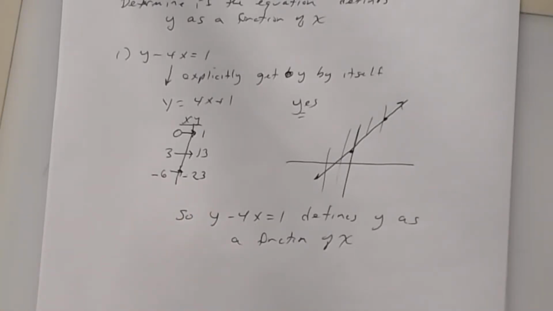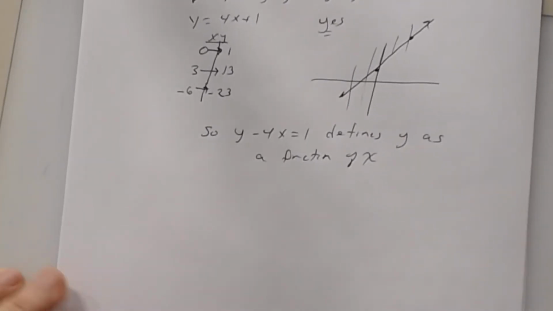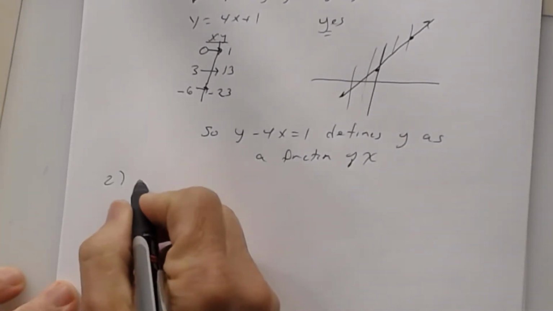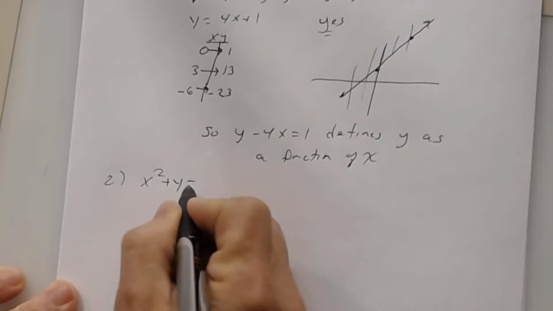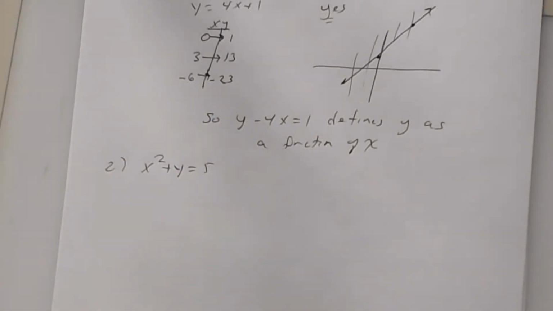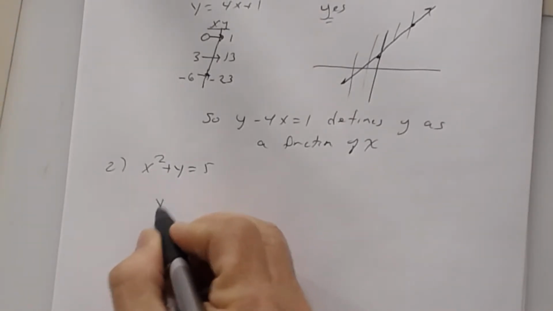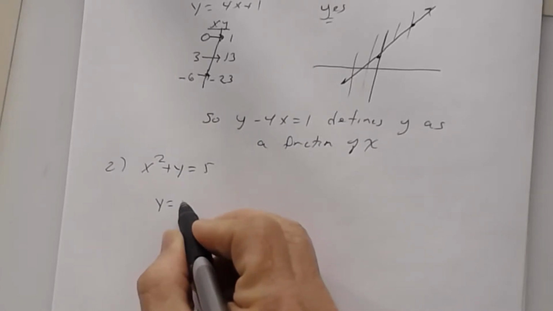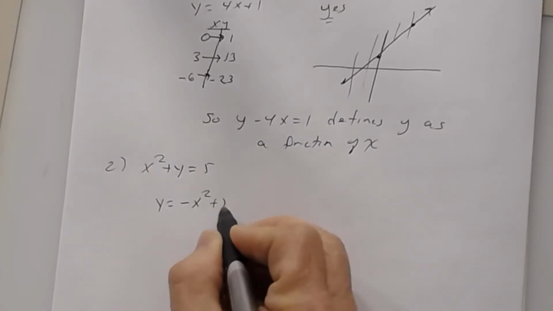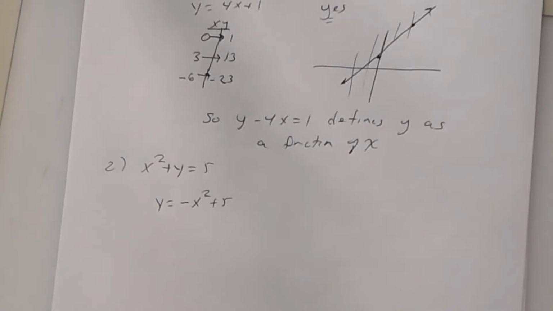Okay? All right, let's look at number two. Number two, we have x squared plus y equal 5. To do that one again, let's get y by itself. Let's explicitly get y by itself. So if I get y by itself, I get y equals negative x squared plus 5, okay? Or 5 minus x squared. Does it matter? Does not matter.